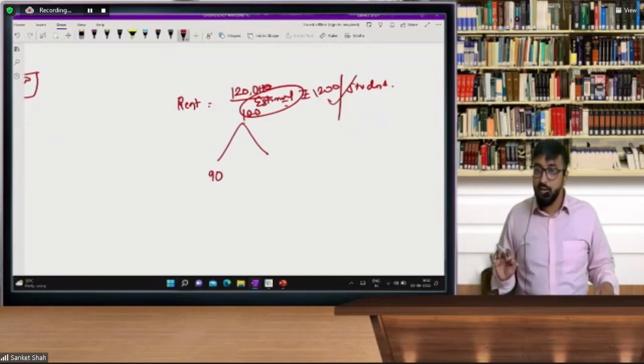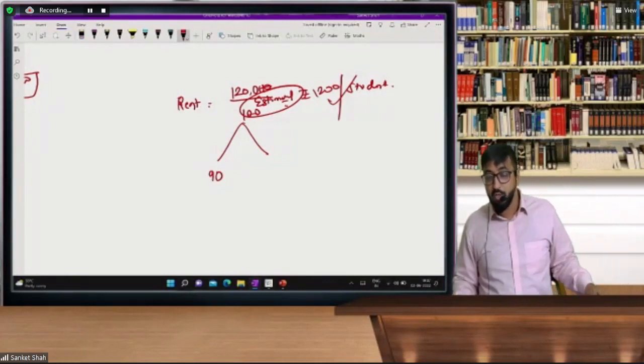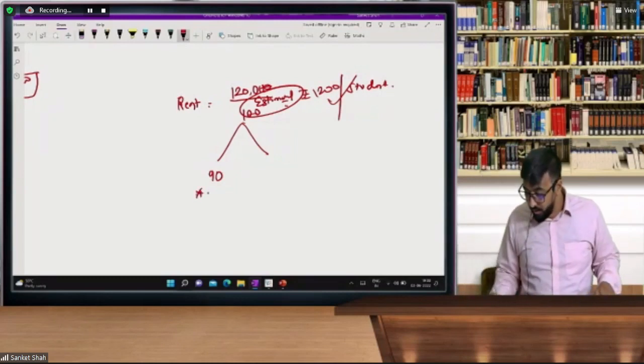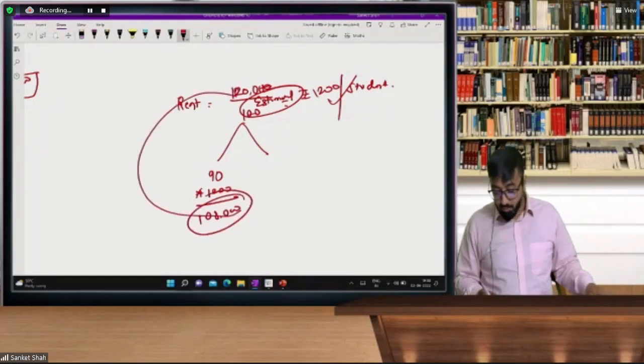So 1,200 per student is already fixed. I cannot change it now. So if 90 students come, then 10 students will be a loss for me. Okay. So 12,000. I covered only 1,200 from one student. So I covered only 1,08,000. And under absorption is rupees 12,000.